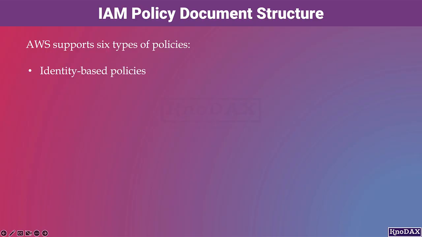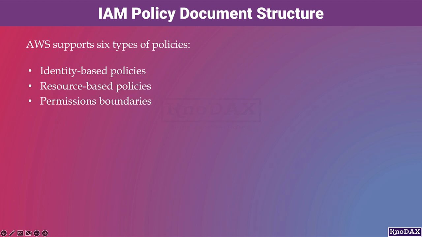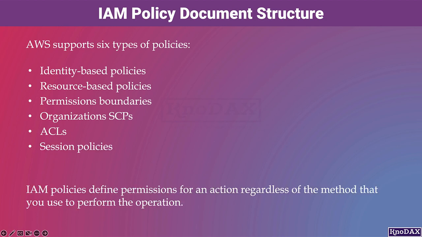AWS supports 6 types of policies: identity-based policies, resource-based policies, permissions boundaries, Organizations SCPs, ACLs, and session policies. IAM policies define permissions for an action regardless of the method that you use to perform the operation. In this video, we will only discuss identity-based policies and resource-based policies.